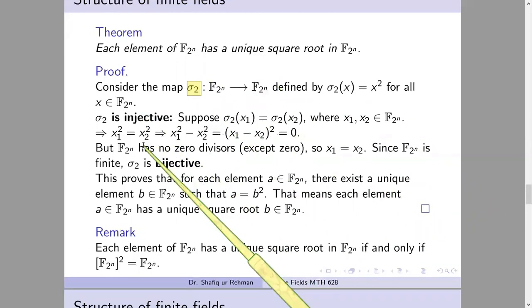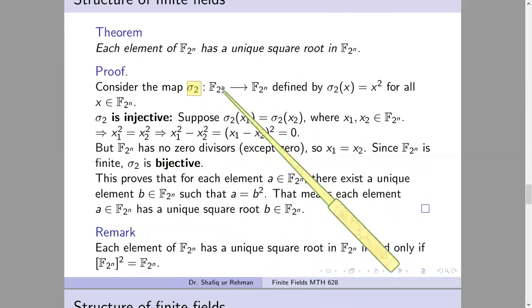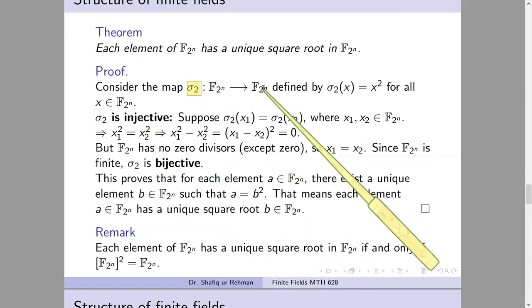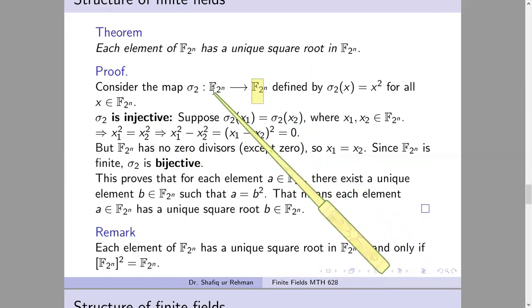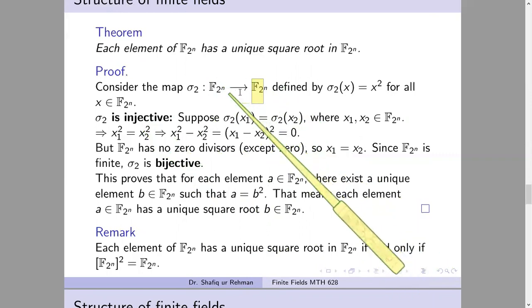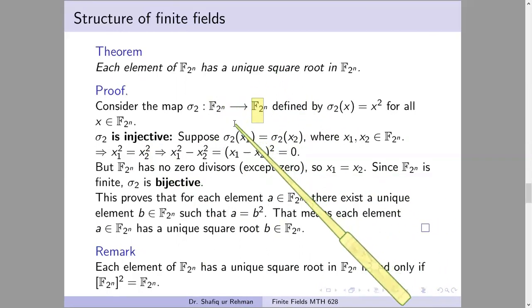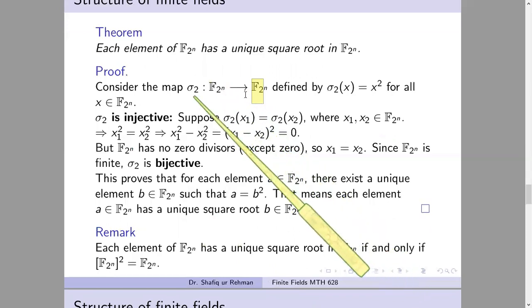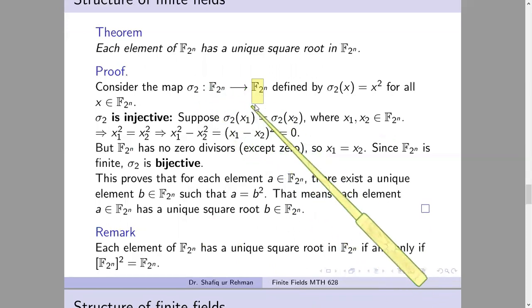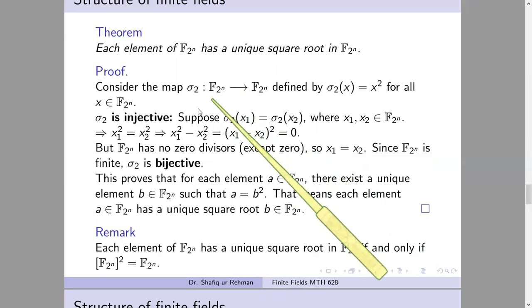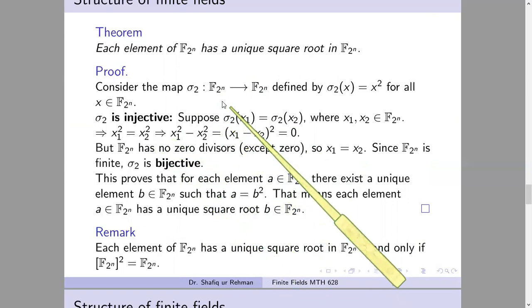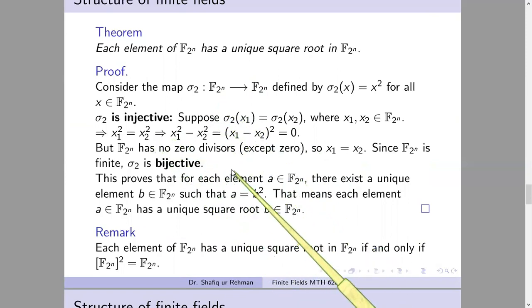And here we show that this function is bijective. If we have this bijection, it means all the elements of this field are squares of elements of this field. This will prove our claim, because if this function is bijective, all the elements of this field are squares of some element of this field, and due to bijection it will be a unique square root.